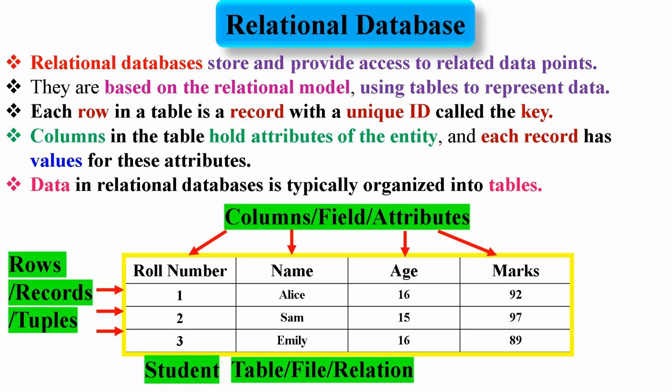Each row in a table is a record with a unique ID called the key. Columns in the table hold attributes of the entity. If student is the table, entity means name of the table student. And attributes define what information is stored for each student in the database, like roll number, name, age, marks. And each record has values for these attributes. This structure makes it easy to establish relationships among data points. Data in relational databases is typically organized into tables.